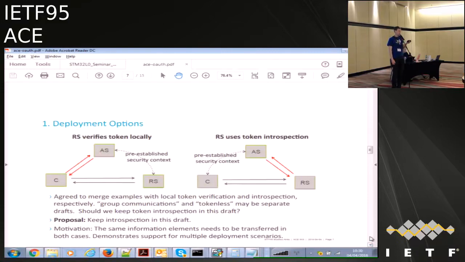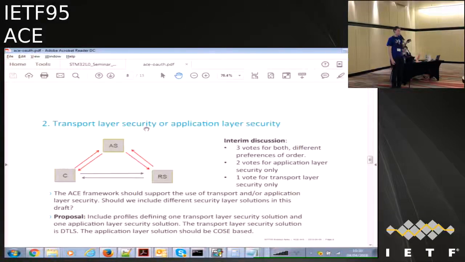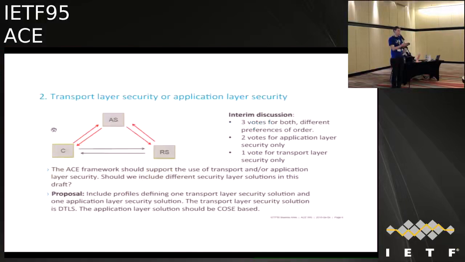So here the proposal is that we keep introspection in this draft, and the reason is that it's more or less the same information elements in both these flows, but they come through different interactions. Also, we need to have at least one of these, because that's what this architecture is about: transporting the authorization information and making the request. But if we only have one, we don't really illustrate the range of possible deployment scenarios. So I think we should keep at least these two. We have now shrunk the set of deployment examples from 6 to 2, and I think that we should not remove the second one. Okay, next slide, please.